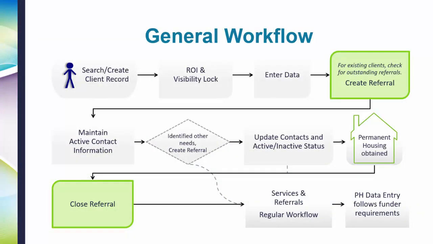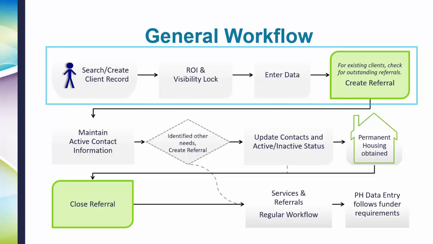Here is an overview of the general workflow. The process in Service Point flows from the start when a client approaches an agency until they are housed and the follow-through procedures after. Our coordinated access system and by name lists are driven by the referrals. We create referrals to get people on the list and then close the referrals when the person acquires permanent housing. This video is going to focus on the first part of that process, getting people onto the list by creating a referral.